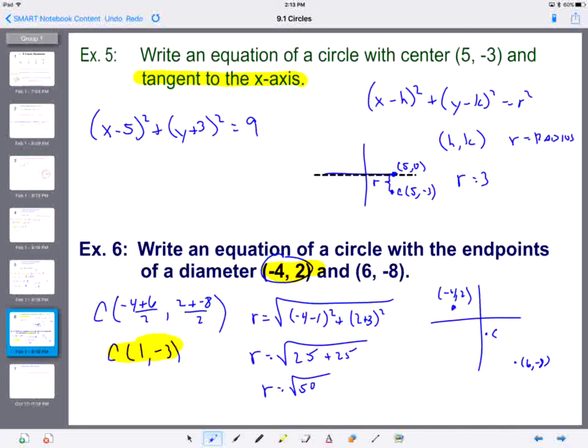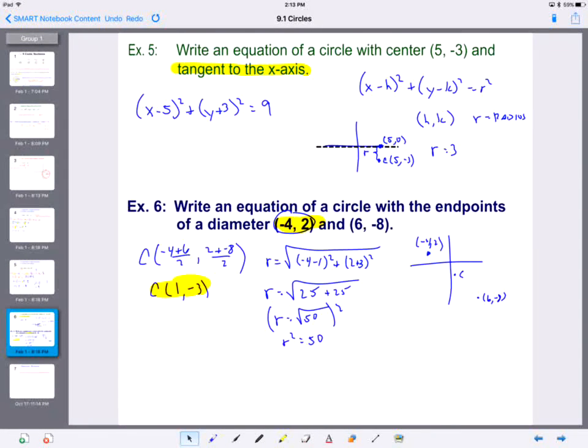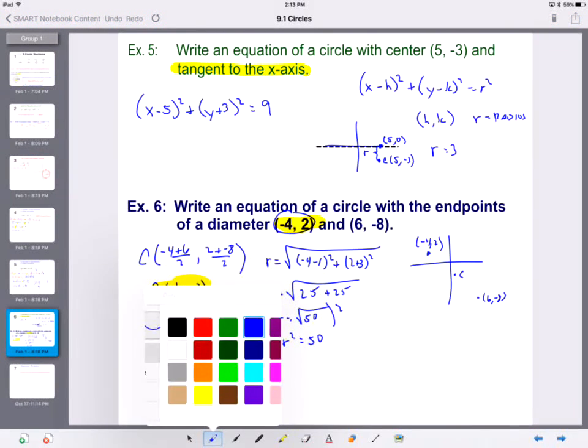Now, a lot of you are going to want to simplify the square root of 50 because there is a perfect square in there. But remember, we're not necessarily interested in the radius. We want to know the radius squared. So if we take this and square it, then that means that the radius squared is equal to 50. And that's the number that you're interested in. That's what you need to write the equation.